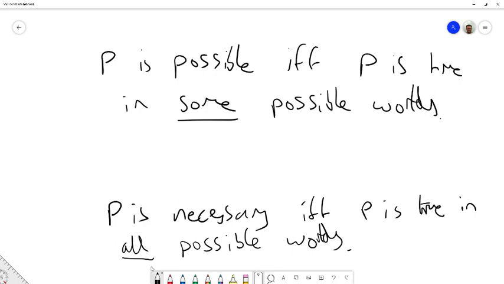Likewise, if something is necessarily true, so 2 plus 2 equals 4, well, if it's necessarily true, it's true in all possible worlds, and therefore it's true in some possible worlds. If it's true in all of them, it's true in some of them. So therefore what's necessary is also possible.